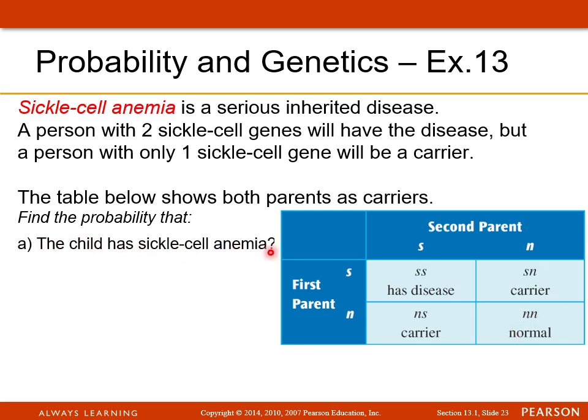Okay, the child has sickle cell anemia. So we have 4 different possibilities. Only one of them ends up with sickle cell anemia. So that's 1 in 4 chances.